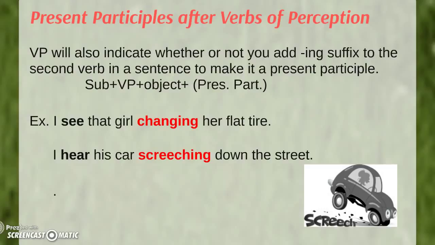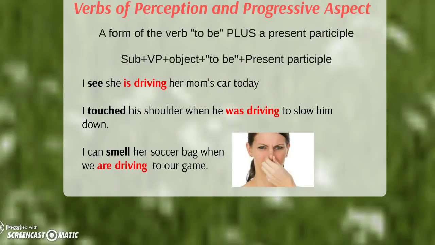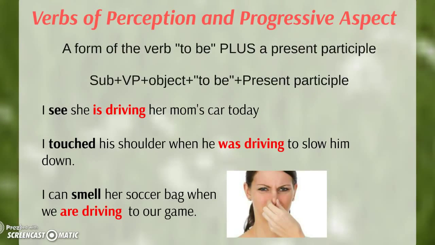I see that girl changing her flat tire. I hear his car screeching down the street. Please note that the verb of perception in simple form is in bold and black, and the present participle is in red. Let us also discuss verbs of perception and the progressive aspect. Progressive aspect is a form of the verb to be plus a present participle.